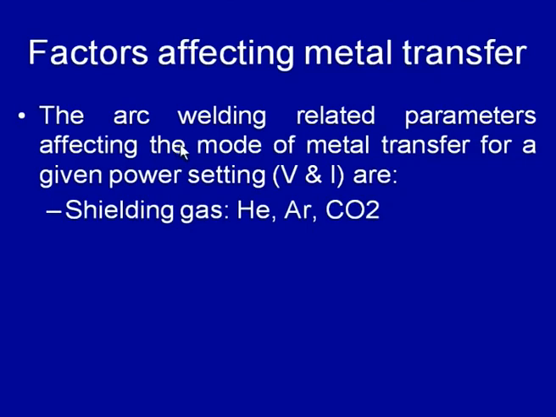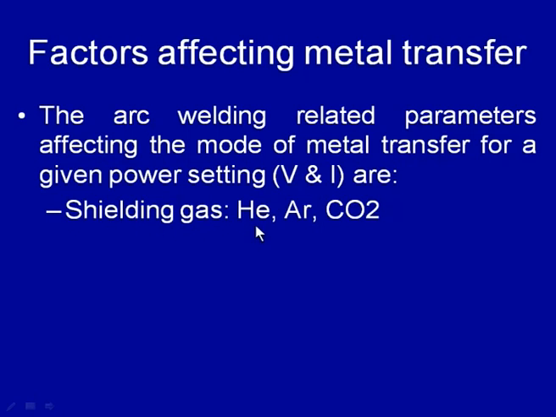So, to look into the different factors that affect the metal transfer, these factors are basically associated with the factors that affect the heat generation and the surface tension of the molten metal. Heat generation during the welding, and the surface tension of the molten metal hanging at the tip of the electrode, or when it is moving in the arc zone. So, the shielding gas is one of them.